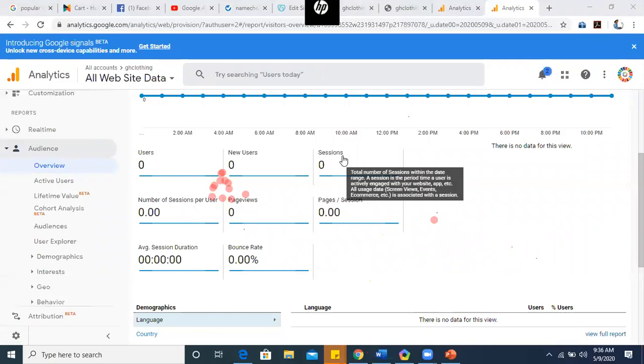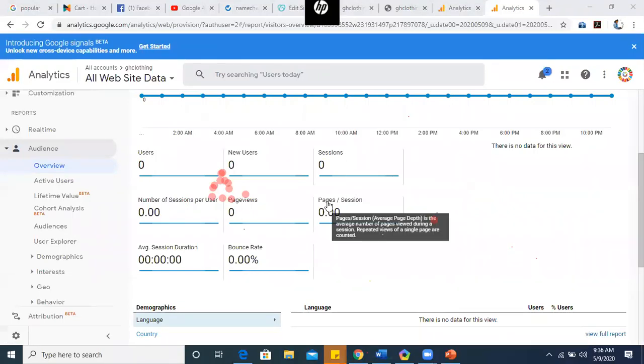A session means that when you come to a website and then you leave, your screen goes blank, the website goes to sleep, and when you come back, it's another session. One human being can have about 10 different sessions on your website. Sessions per user is how many times every person comes to the website. The website takes your IP address, so it will know that the same laptop came to the website five or six times within a day, and they can report that to you.